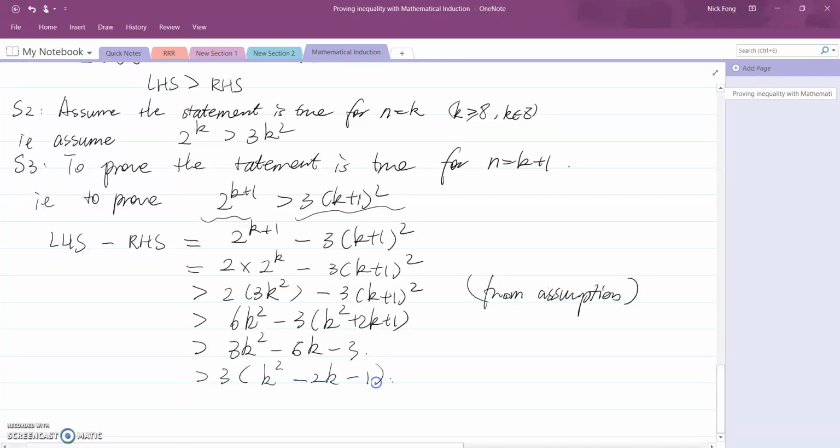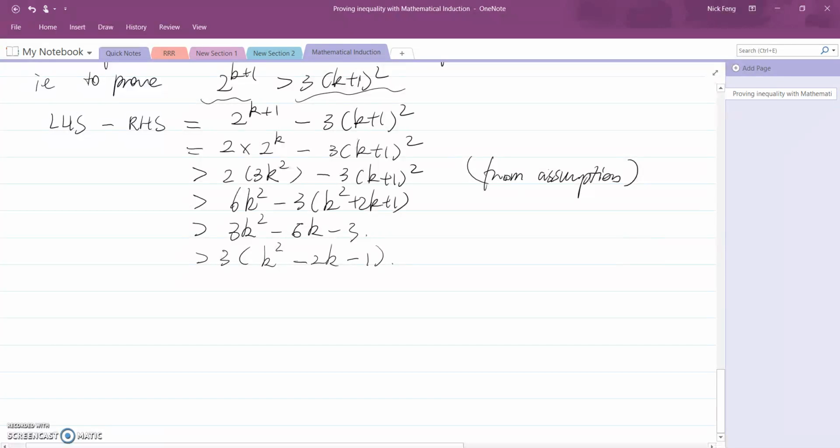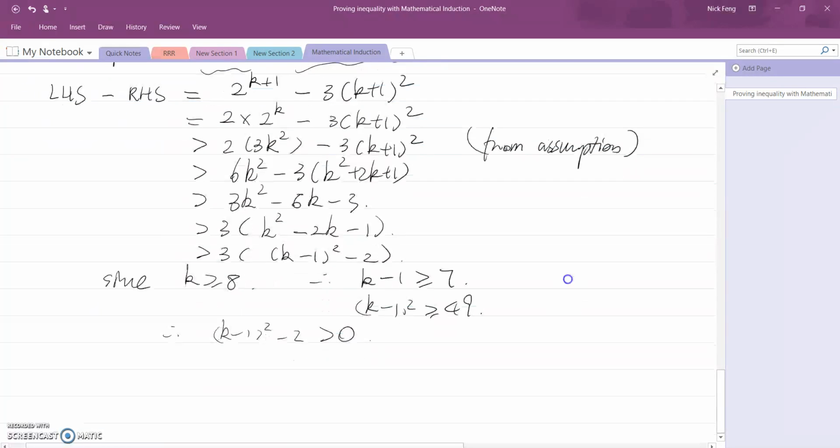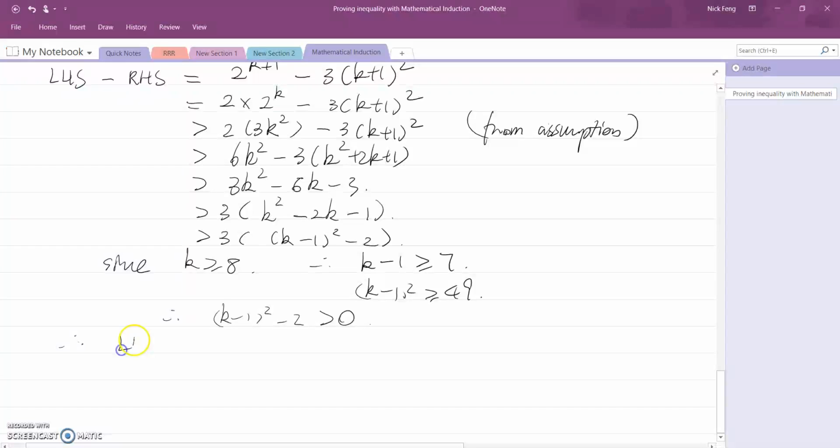Now, if you realize this is similar to what we did in the first question yesterday, we have to complete a square for inside in order to make this work, to show that it's actually greater than 0. Now, since k is greater or equals to 8, therefore k minus 1 is greater or equals to 7. And k minus 1 all squared is greater or equals 49. And therefore, k minus 1 all squared minus 2 has to be greater than 0. Therefore, left hand side minus right hand side is greater than 0.